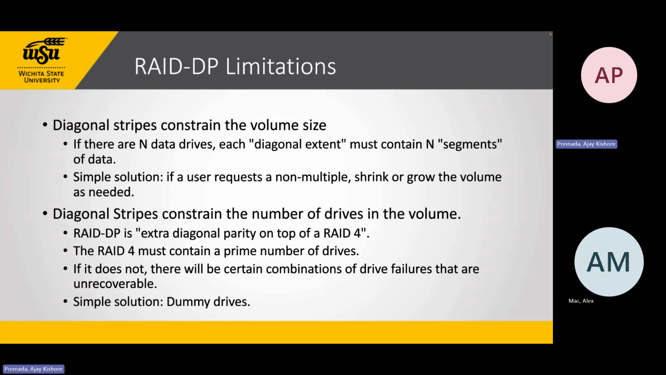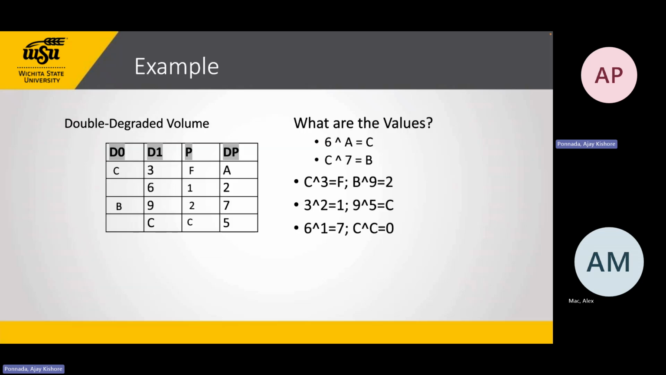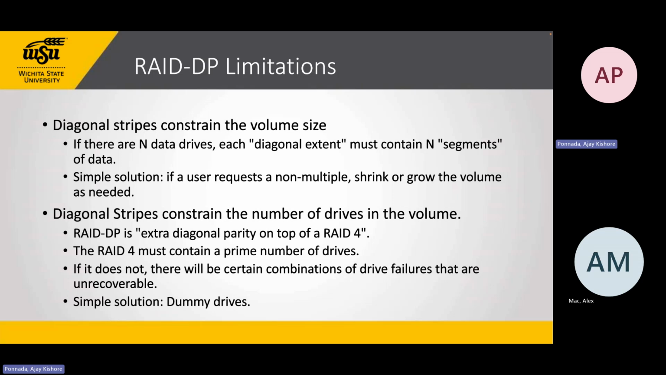Okay. RAID DP limitations. So before we go here, we can discuss RAID DP limitations. Diagonal stripes constrain the volume size. So we should have a fixed volume size to construct a diagonal parity. We just can't construct the diagonal parity without the number of blocks we need. Simple solution: if your user requests a non-multiple, shrink or grow the volume as needed. So if there are n data drives, each diagonal extent must contain n segments of data.